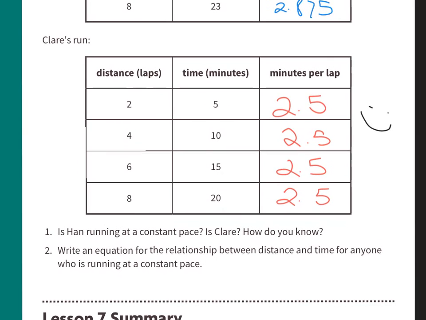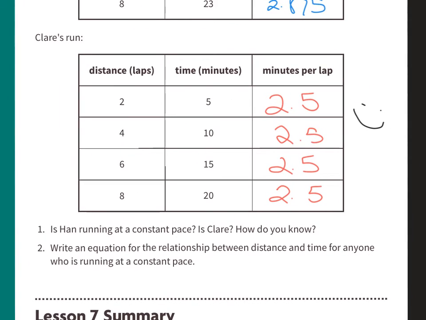Write an equation for the relationship between the distance and time for anyone who is running at a constant rate. So remember, to write an equation, we take the constant of proportionality, 2.5. I put it with the first column, distance, and it equals the second column, time. So I can go 2.5 times my distance, we'll put d for distance, equals t for time. Okay, so there's my equation. And that's it. Pretty short today, pretty simple.